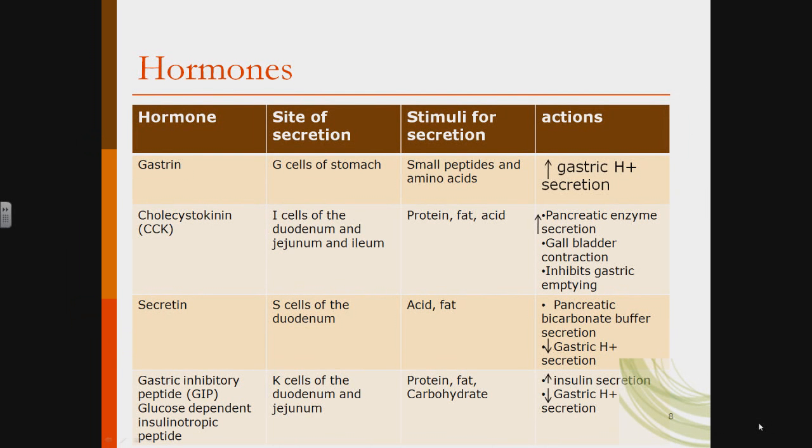So I do not want you to memorize at all the stimuli for secretion. We can summarize this entire column as the physical contact of food you just ate causes these enteroendocrine cells to release their hormones. The physical contact of food on the mucosa. And I find that to be truly remarkable.